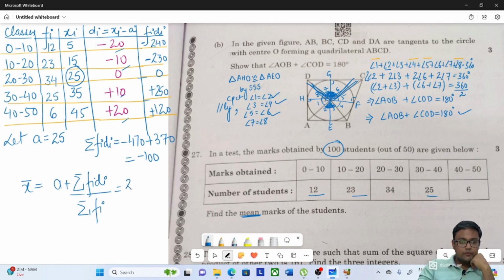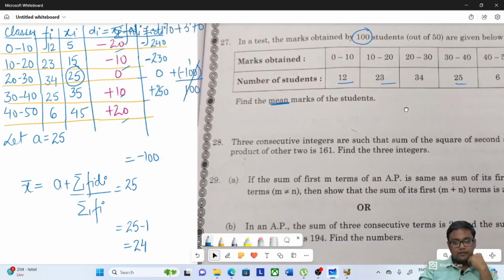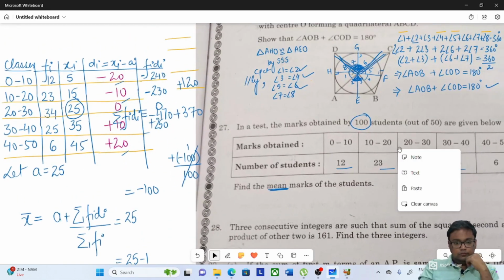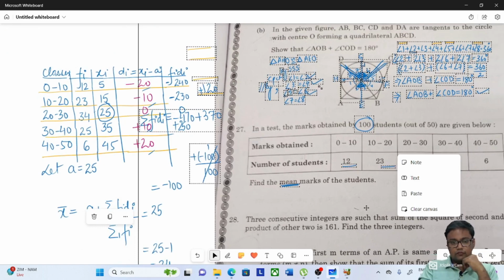So the assumed mean was 25, the sum of the frequencies is 100, and the summation of FiDi is minus 100, so it is minus 1. So 25 minus 1. So the mean was quite clear, children. The mean is 24, right? Let us do the next question now.